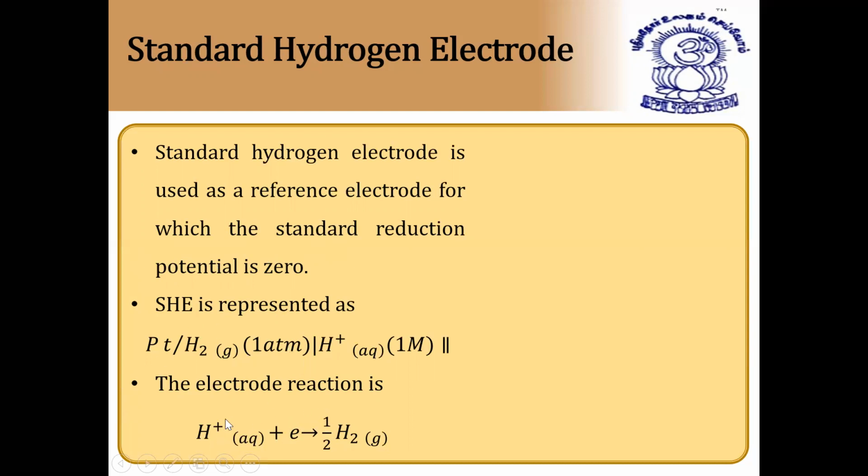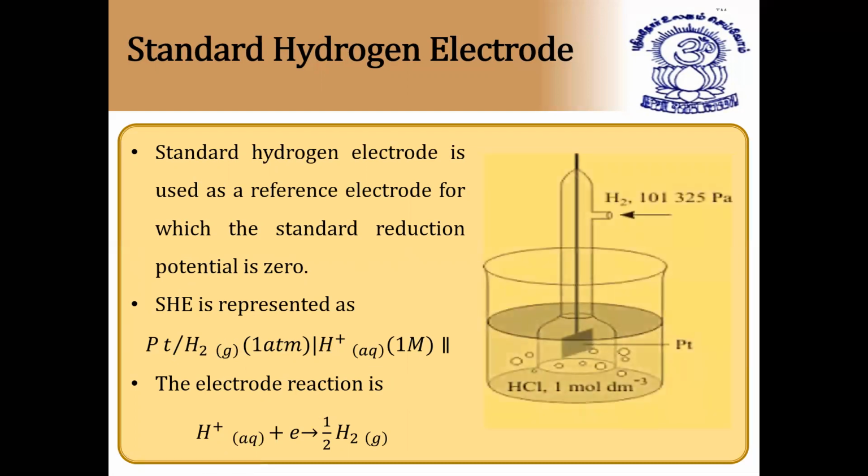The electrode reaction is like this. This is a single electrode reaction, that is H+ gains an electron and forms half of H2, that is a hydrogen atom. And whatever the potential difference developed in this reaction is taken as zero. So that's why the standard reduction potential of SHE is represented like this: H2 and H+, only a single electrode potential. Salt bridge will be kept, but we should not write this because it is not a complete reaction. So this is the experiment here.